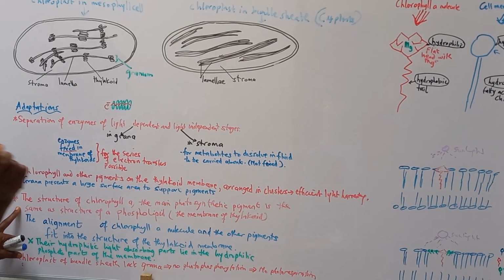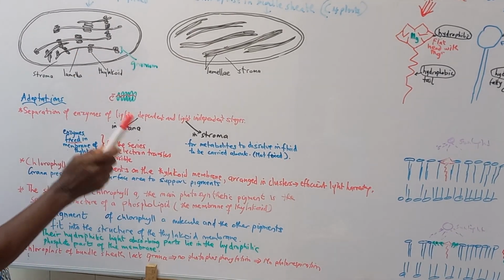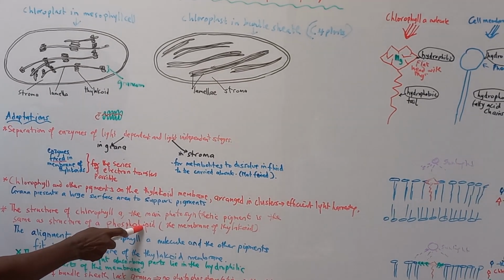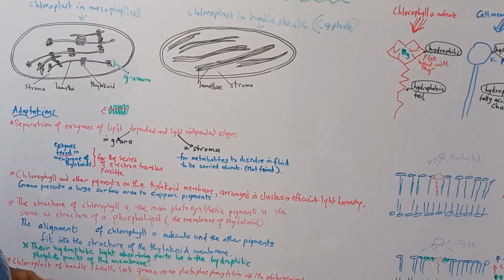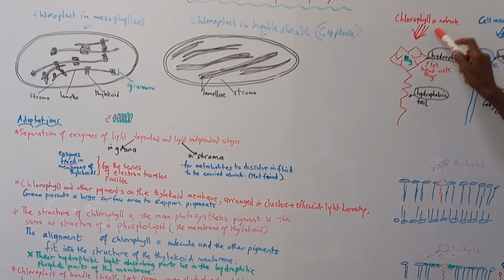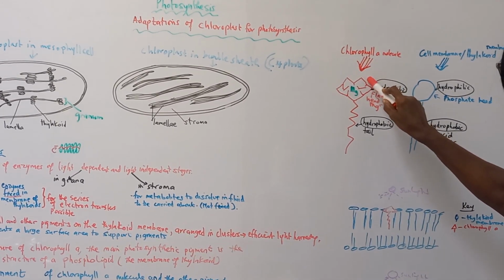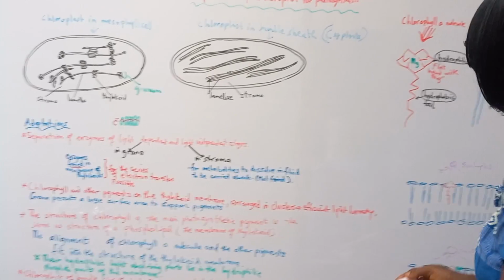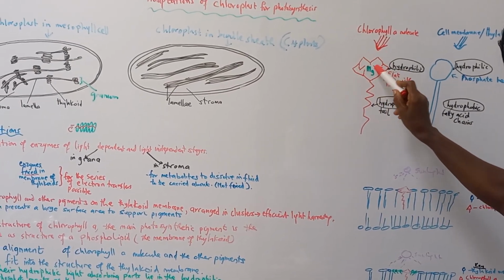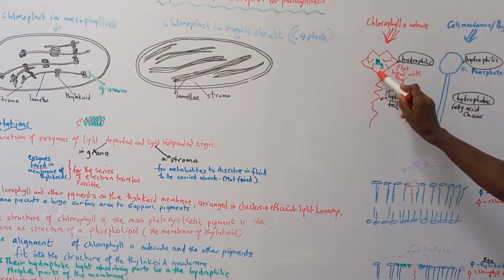Another adaptation is that the structure of the chlorophyll A molecule, which is the main photosynthetic pigment, is similar to the structure of the phospholipid membrane of the thylakoid. What that means is, look at the structure of the chlorophyll A molecule. It's very much like the molecule of a membrane. And this is the structure of chlorophyll A. It has a flat head arranged like this. All these are molecules arranged like this, and there's magnesium in the middle, and then it has a long tail.